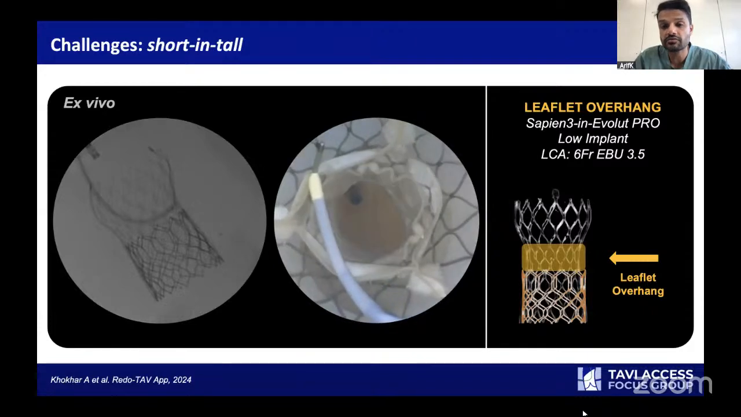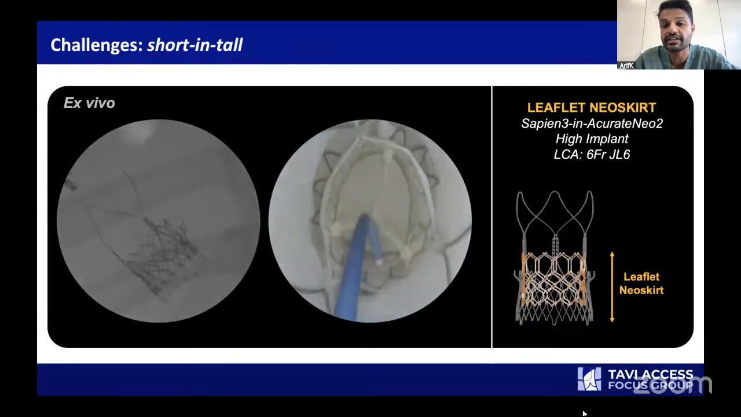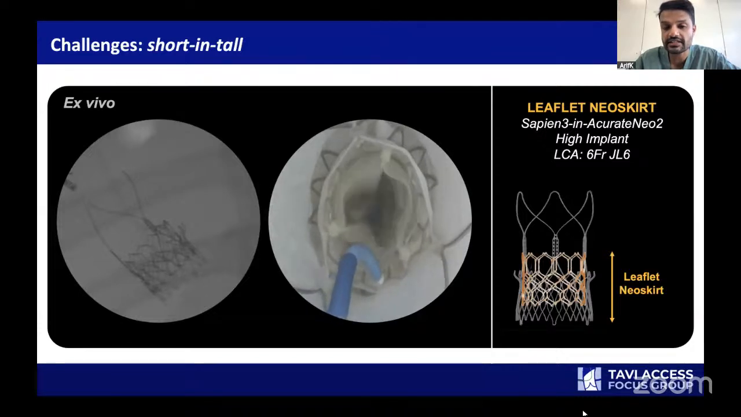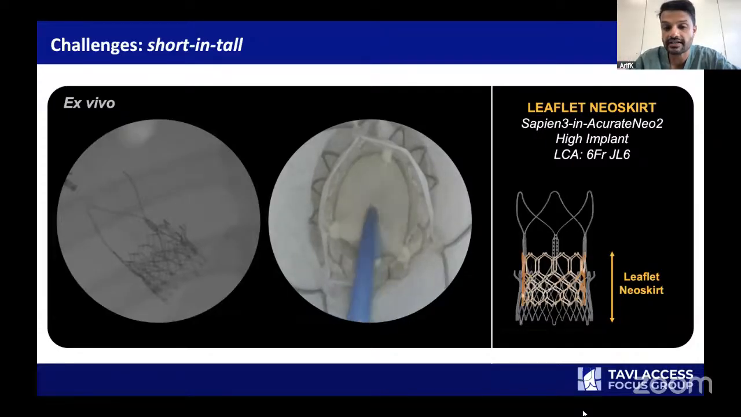Moving on to redo-TAVR, this is leaflet overhang. This is how leaflet overhang can interact and affect you. You can see on the X-ray that the catheter comes down, you pull the wire back, you're above the Sapien. So it looks like it should be fine, but you're trapped within these overhanging leaflets of the first valve. This is the leaflet neoskirt. You can see again, this is a Sapien inside of an Accurate, and that top row of the Sapien, we know it's an open cell. It should be easily accessible, and it certainly seems the case on X-ray. But when you look inside, that's what leaflet neoskirt looks like: it essentially just covers up your top row and you can't access through there.